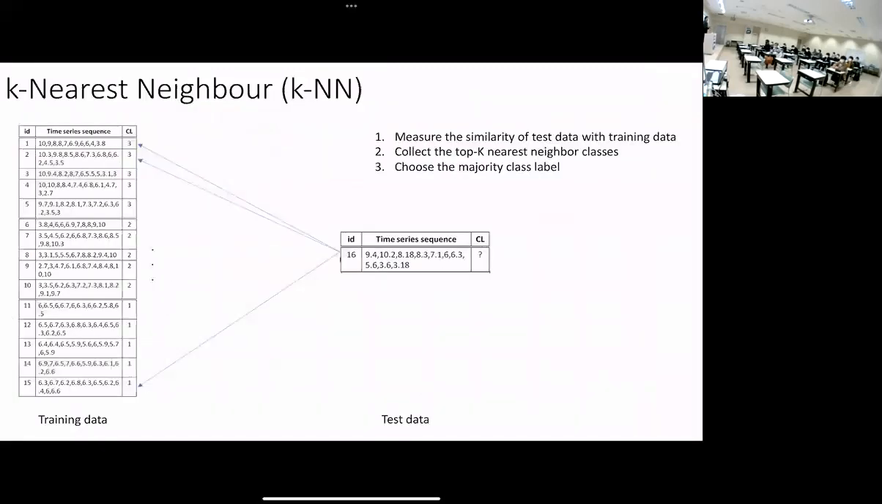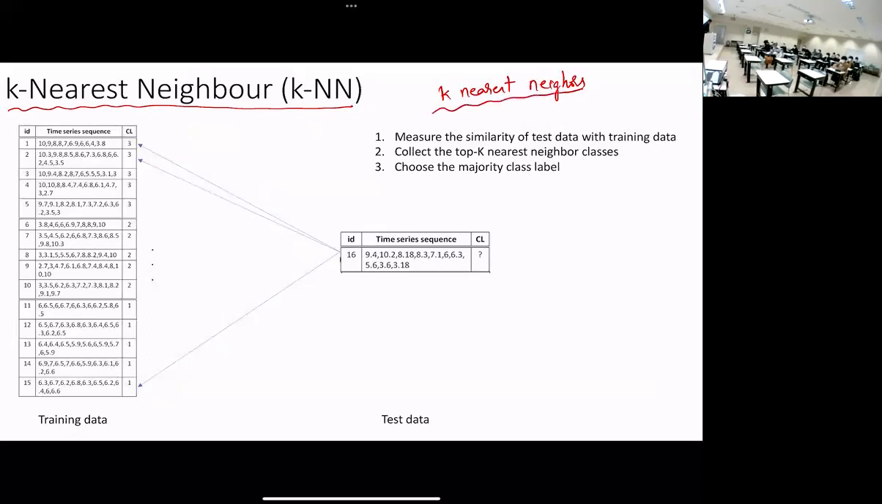So let us generalize it. Sometimes the one that is closest may not always be your class label. So we take the concept of KNN. In KNN, I choose K nearest neighbors, and among them I see the majority of the class label, and then I choose that.